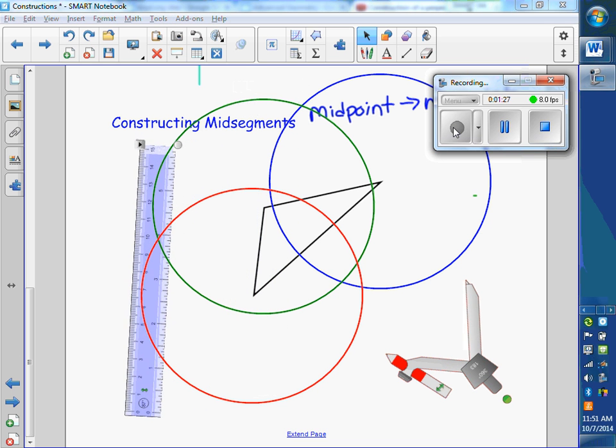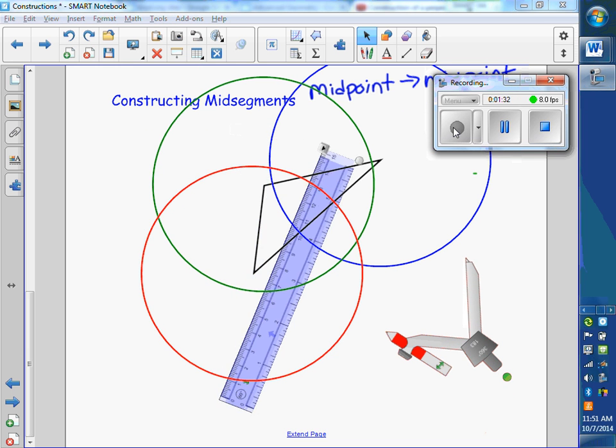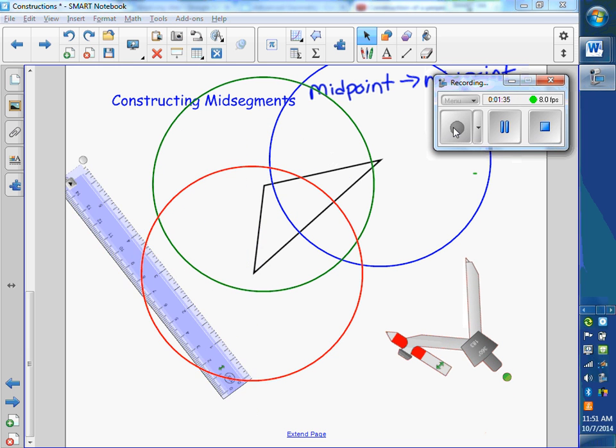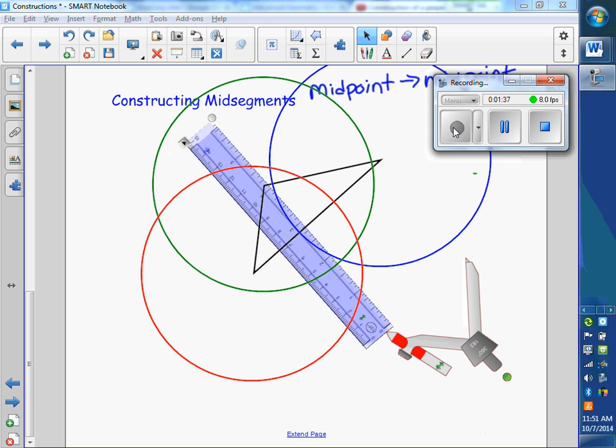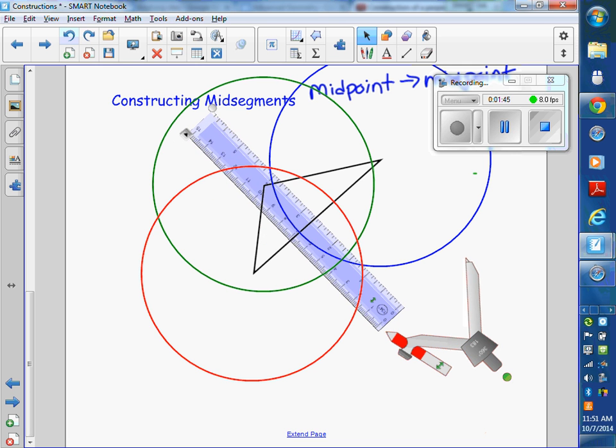Because I want to get the intersection of, say, the red and blue circle, right here. Do you see that? Whoops. They're pretty close there. And then you would draw that in just with a pencil. And that yellow intersects in a midpoint.